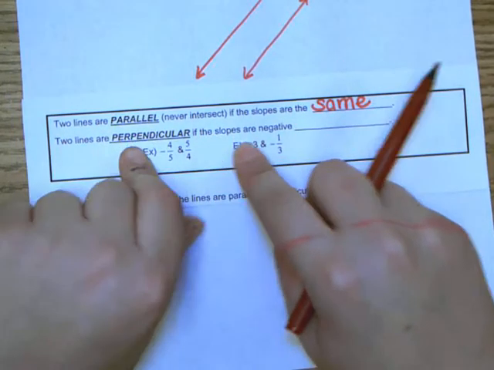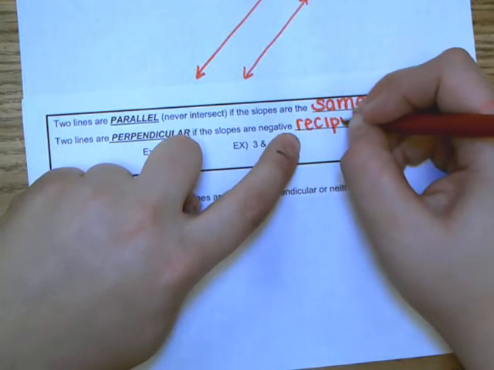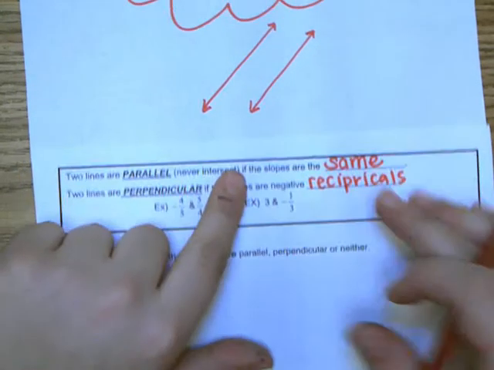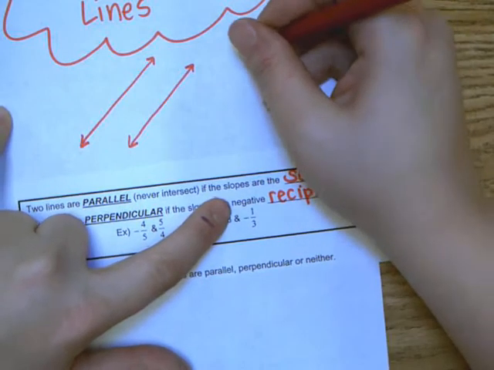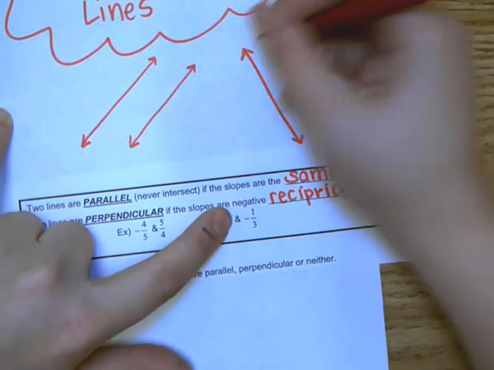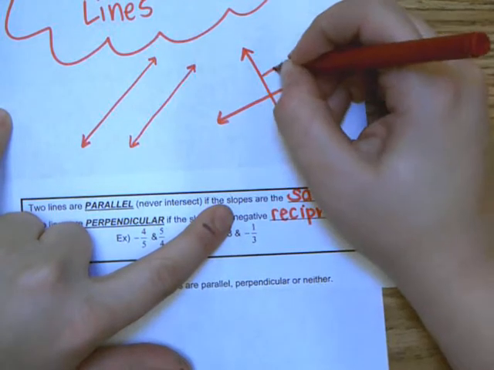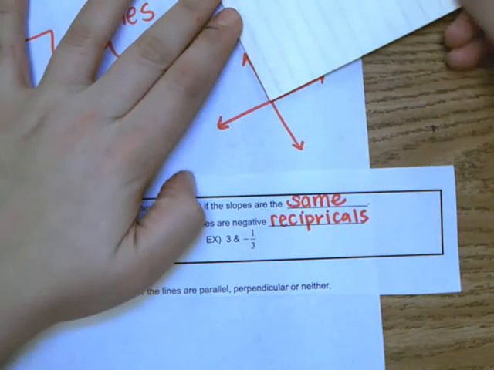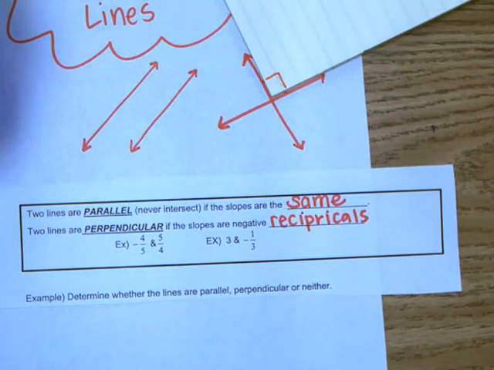Two lines are perpendicular if the slopes are what's called negative reciprocals. And just as a reminder, perpendicular means that when the lines intersect, you will have a right angle. So remember, a right angle means that it's in a box. It will make a 90-degree angle.